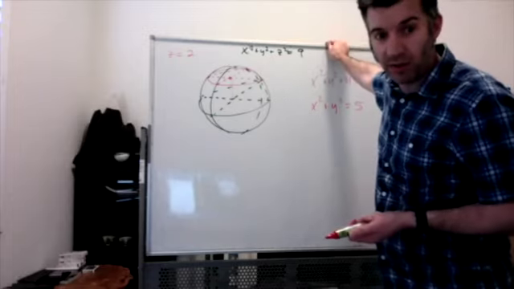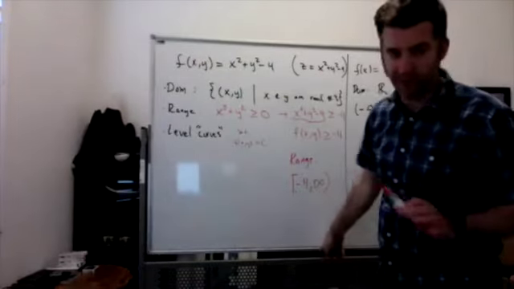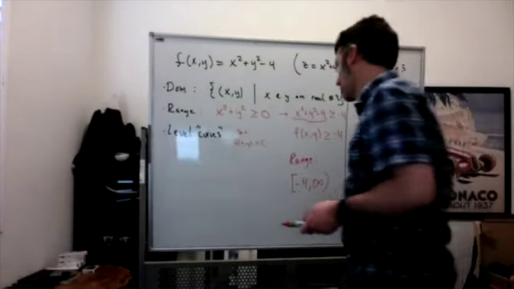So let's go back to the function we're actually looking at, which is going to have similar level curves because of what it looks like.